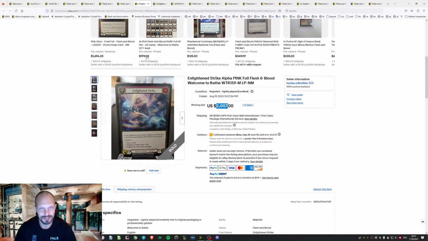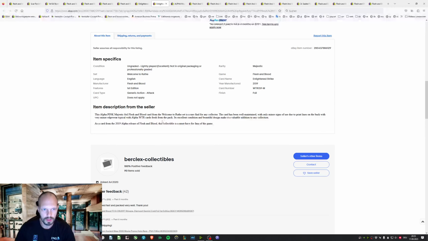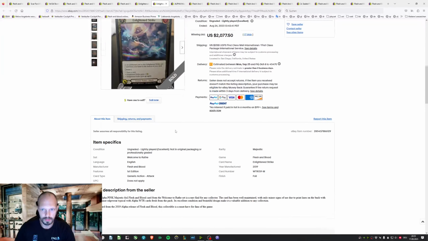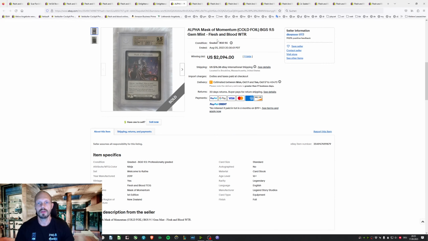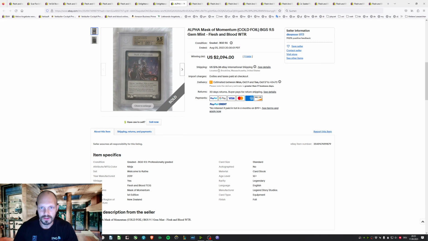It's a good price. So, hold on, this is the same, isn't it? Who is the seller? Berklex, that's the same. Yeah, it just added that another time. I don't know how that happens all the time. That's the same, right? Anyways, so next. Mask of Momentum, 9.5 Beckett, that is the Alpha, of course, it sold for $2,094 from Massachusetts in the US.